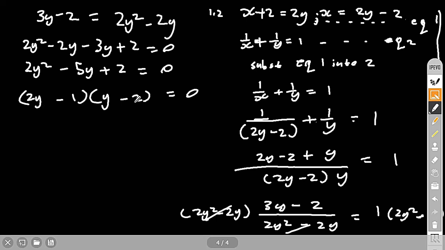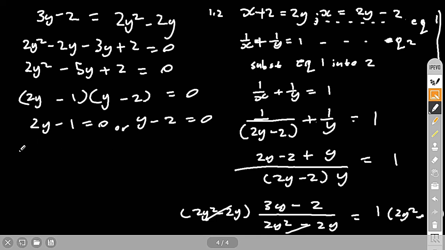2y times negative 2 is negative 4y. It's negative y. Negative 4y and negative y give you negative 5y. And then negative 1 times negative 2 will give you 2. So these are the values. So the final answer is 2y minus y equals to 0 and y minus 2 is equals to 0.